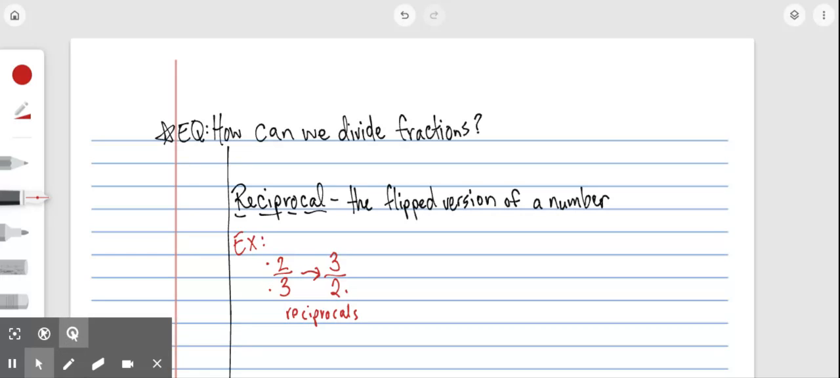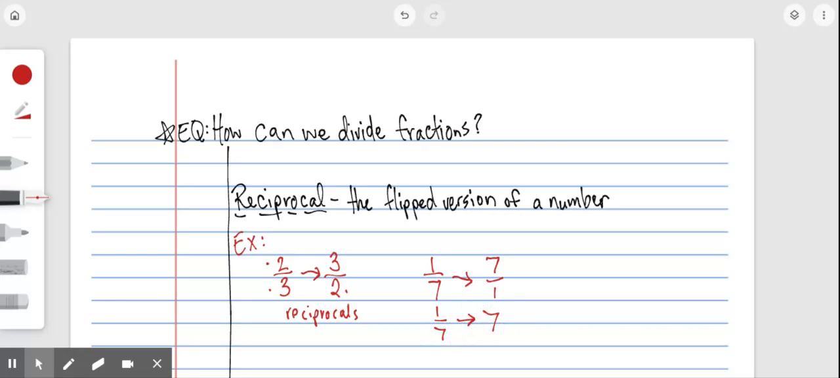All right, how about 1/7? Now this one's going to be interesting. If I have 1/7, then its reciprocal, I'm going to flip them around so that the 7 is in the numerator and the 1 is in the denominator, which actually means that 1/7 and 7, the whole number 7, are reciprocals.